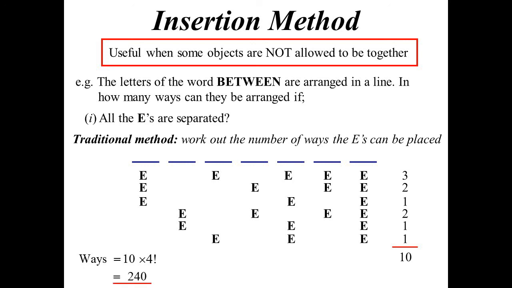That was a lot of work doing it that way. The insertion method allows us to do this. We think about it a different way. We say, well, instead of looking after the thing with the restriction first, let's look after the thing without the restriction first. And then once they're sorted, then I'll find spots to put the E's in. So there's the remaining letters, B, T, W, and N. There's 4 factorial ways I could arrange them.